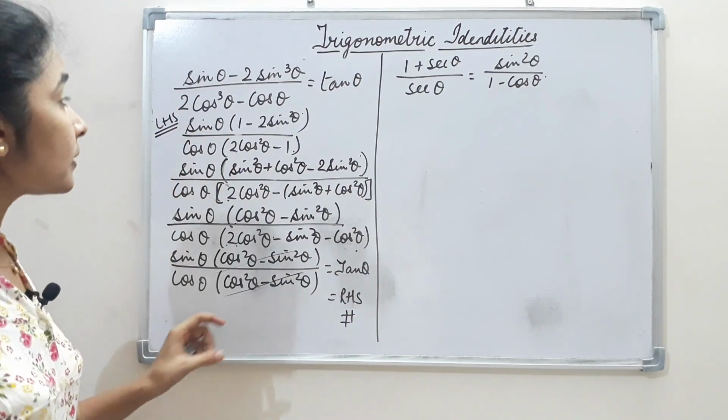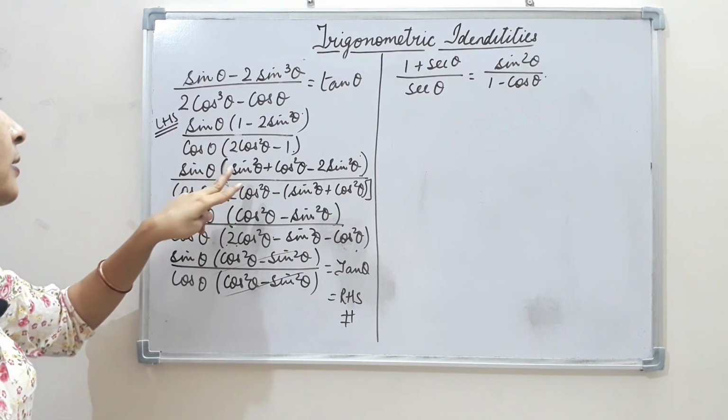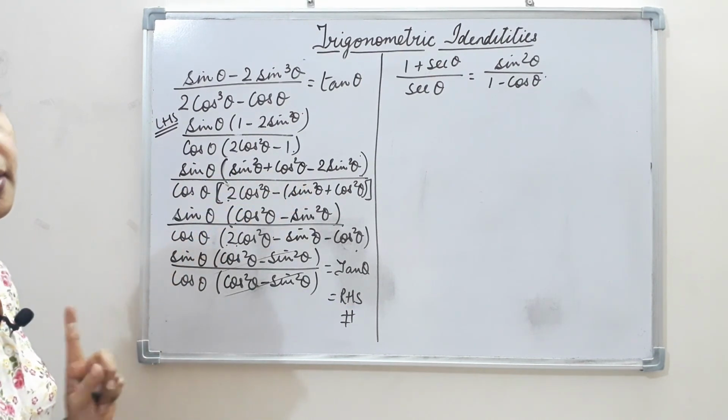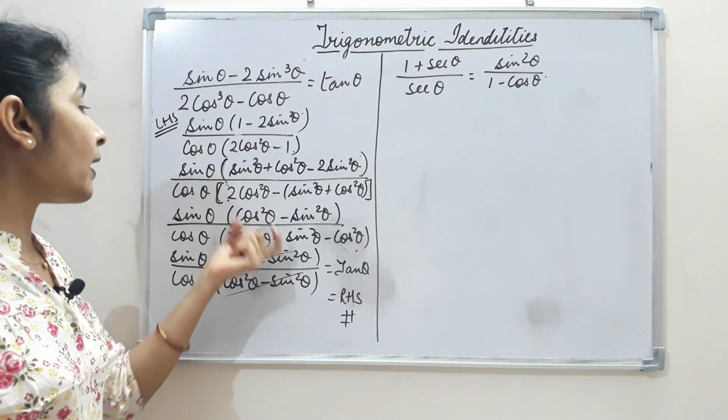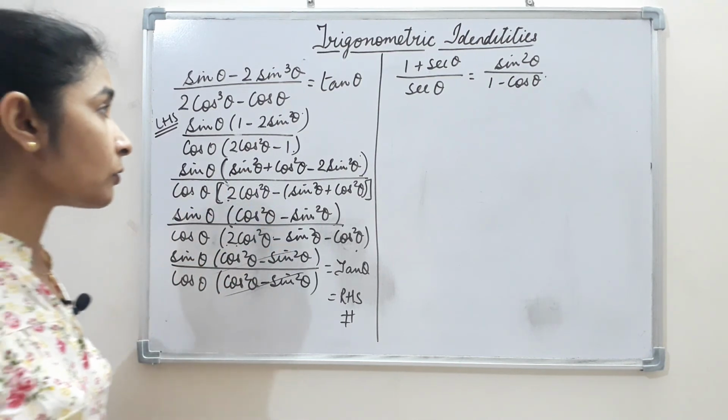Okay, so like this it goes. We have just used one identity here, and that is sin square theta plus cos square theta is equal to 1. We have replaced 1 in both numerator and denominator by sin square theta plus cos square theta.